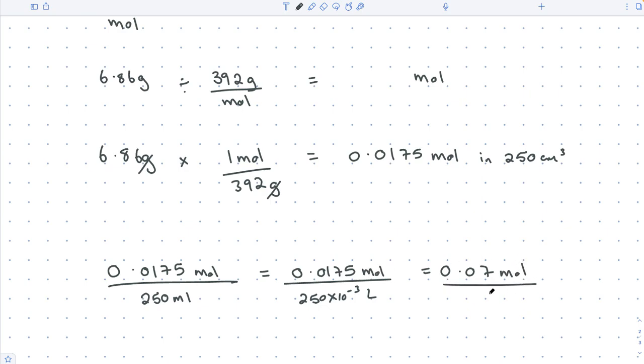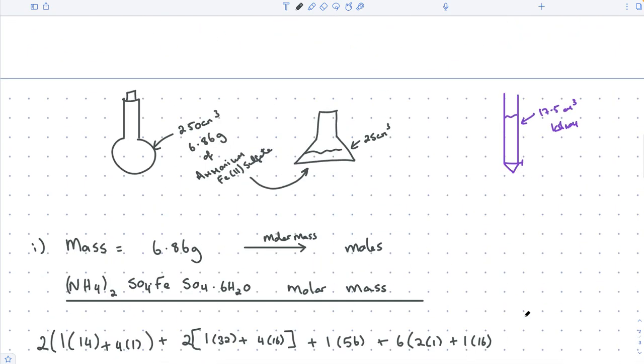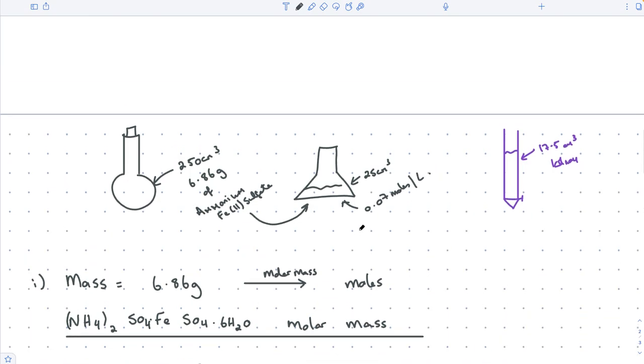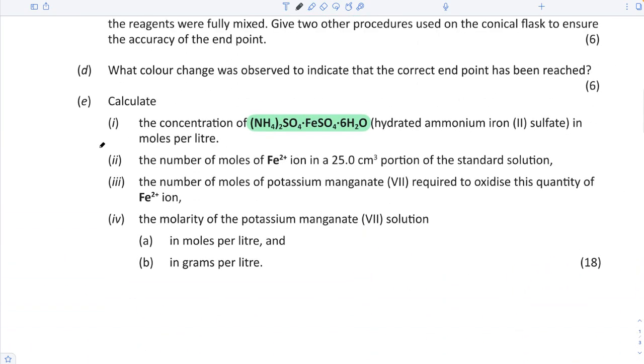Now, you might be thinking, oh, well, you could just multiply by 4. You absolutely can. I'm just showing you this skill as we might need it later on, where we change centimetres cubed into millilitres into litres, and then we divide it in. That's the first part of the question then, and I can add this to my diagram, that this concentration was 0.07 moles per litre. But I didn't use a litre, I used 25 centimetres cubed, so we'll be back to that in a moment. So I've done the first part.